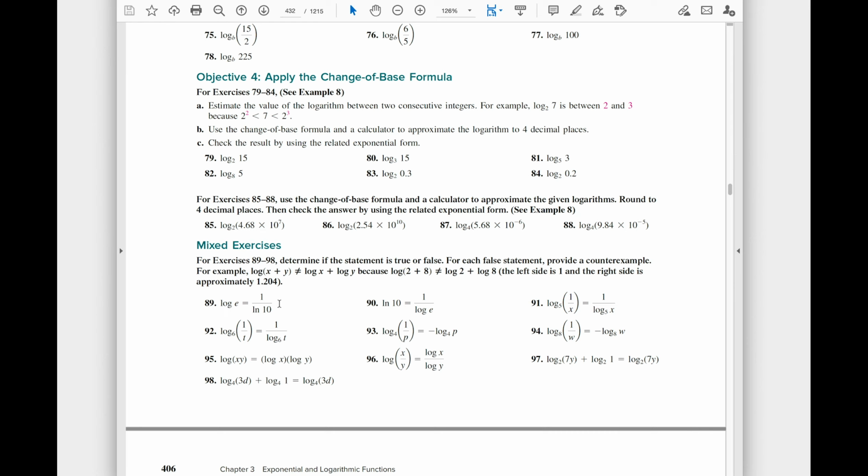So this is technically this example. All right, I'll let you do the rest.